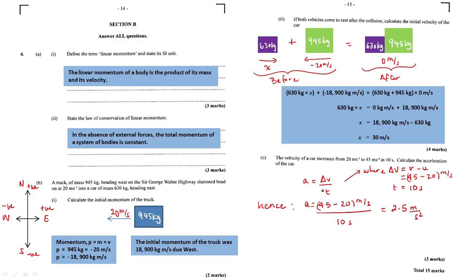Here we're at question 4, and this question dealt with linear momentum. It says, define the term linear momentum and state its SI units. The linear momentum of a body is the product of its mass and its velocity, and it has units of kilogram meters per second. So that's the unit. Now, state the law of conservation of linear momentum.